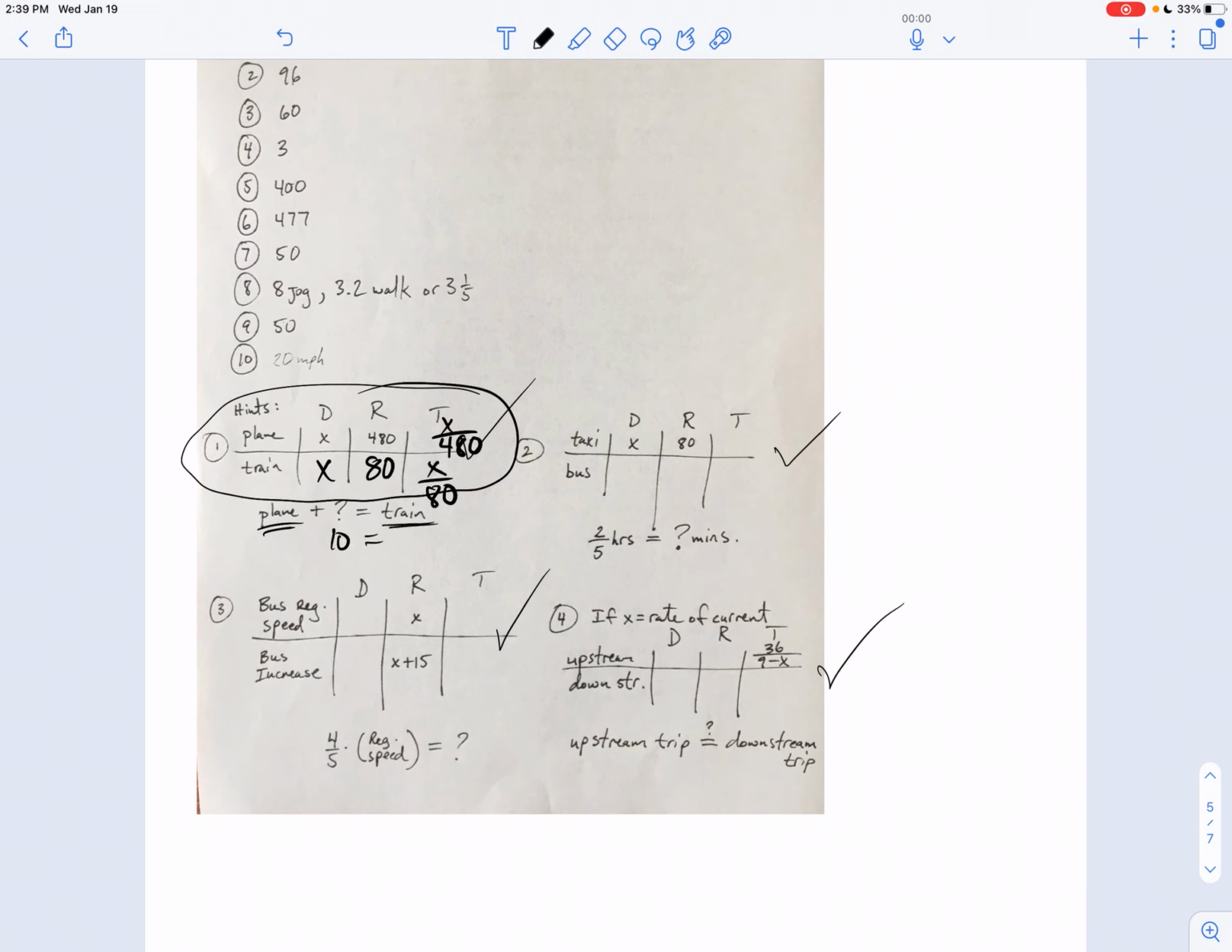So if you don't know where to start and you're confused, just think of it this way. You're always going to have to write a chart. You're always going to be doing D, R, and T. You're going to fill in something for D, something for R. That's going to give you all this stuff. Then you're going to create some kind of equation to make sense of the entire problem.